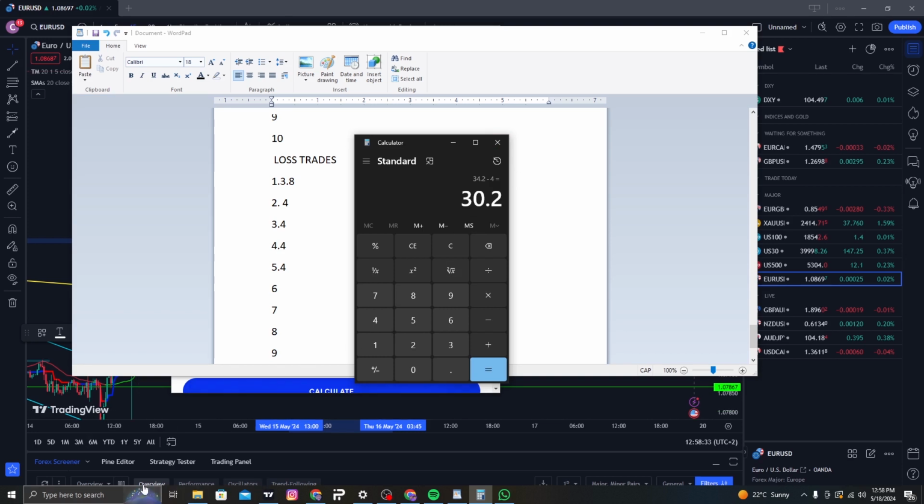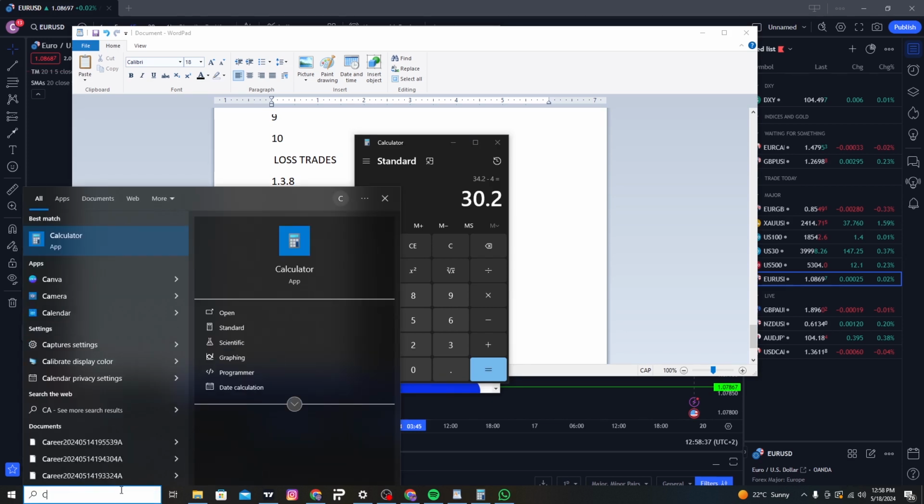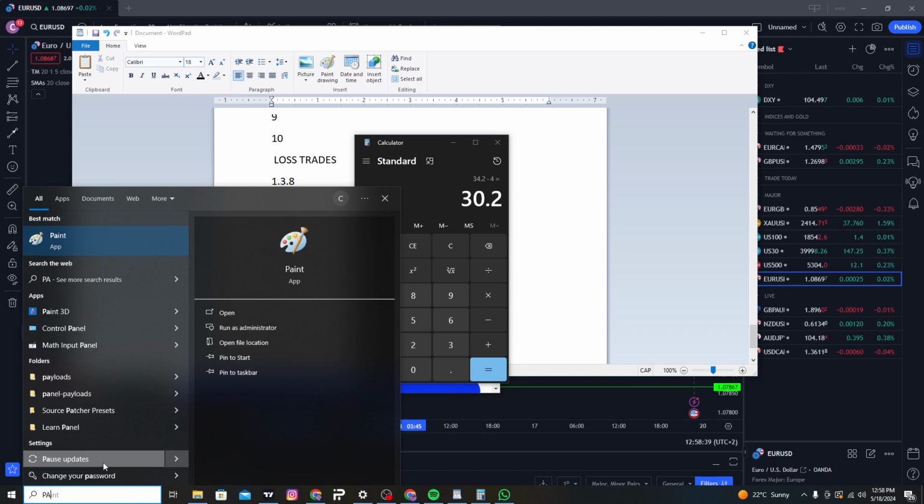Guys, let me show you a graph of a trader because people don't know this. Let me show you a graph of a trader. Paint.